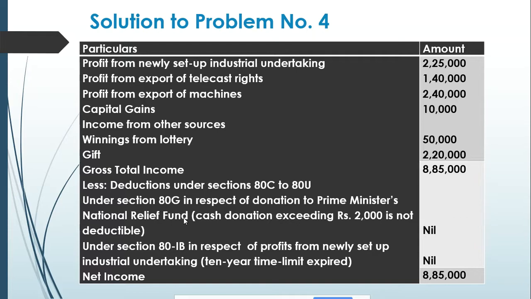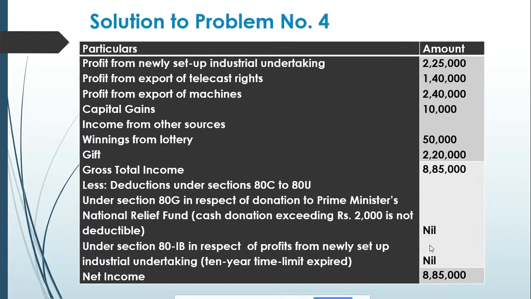Under section 80G, in respect of donation to Prime Minister's National Relief Fund, a cash donation exceeding rupees 2,000 is not deductible. So he is not eligible. Under section 80IB, for the newly set up industrial undertaking, the 10-year limit has already expired. So nothing is allowable. So net income is 8,85,000. So this is a tricky one.